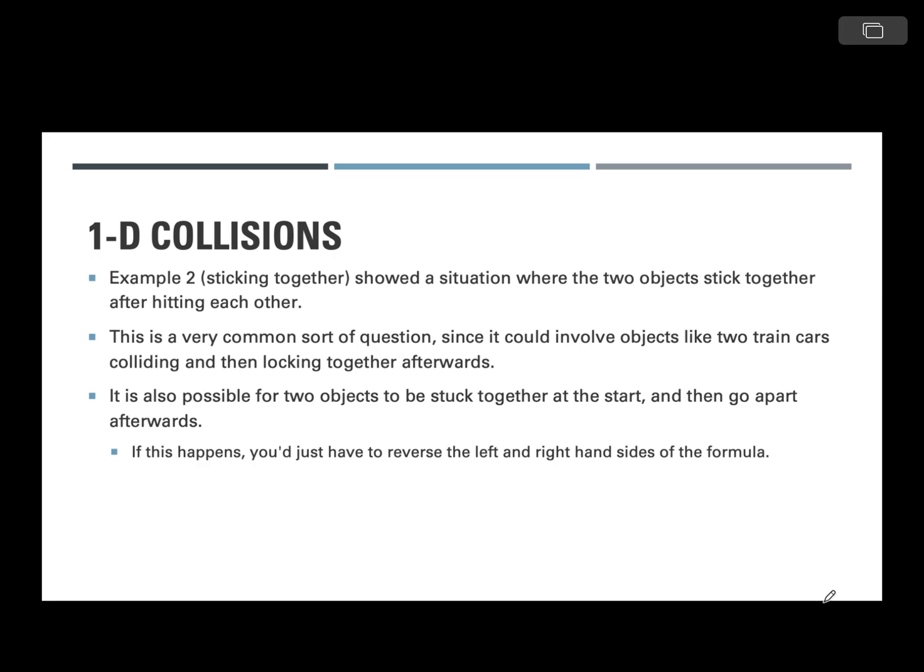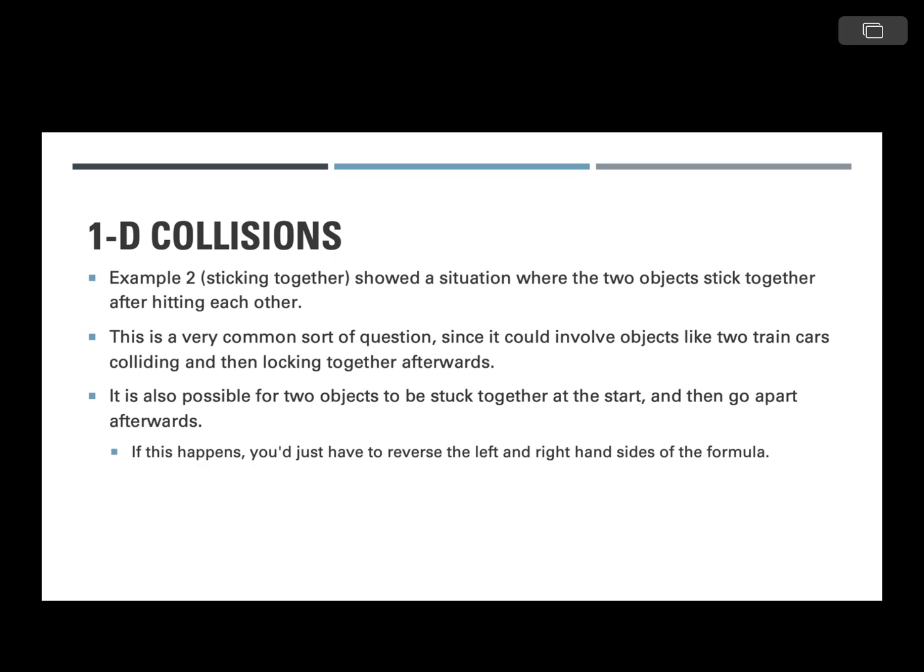All right, so for some one-dimensional collisions. Now for example 2, when they're sticking together, this shows situations where two objects will stick together after hitting each other. This is a pretty common sort of question. So for example, a lot of car crashes, when the two vehicles get stuck together, that will be an example of that type as well. Or two train cars colliding and then locking together.